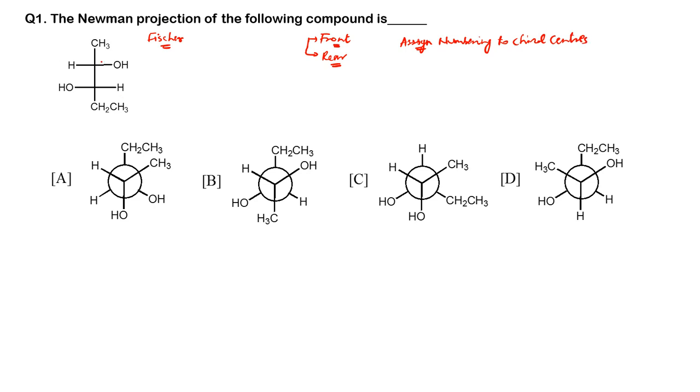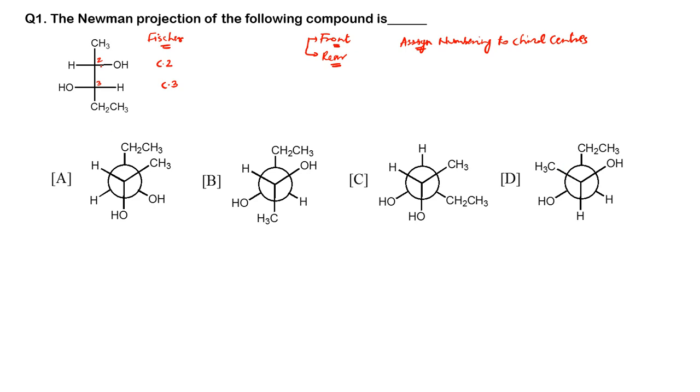So in this case, this will be the second and this will be the third. So here we'll find out the absolute configuration for C2 and C3. Then accordingly we'll understand how we can assign the configuration for these four options.